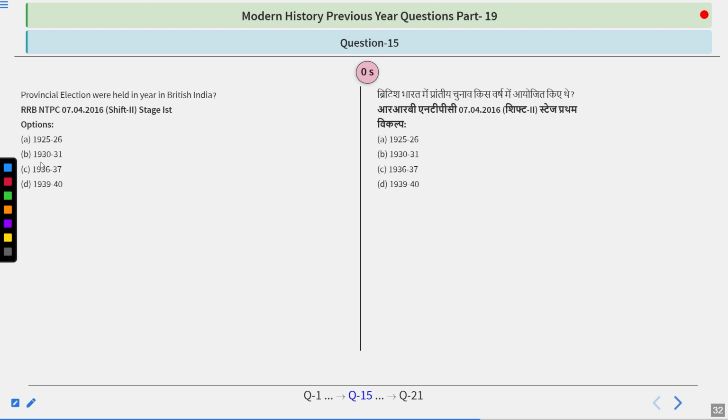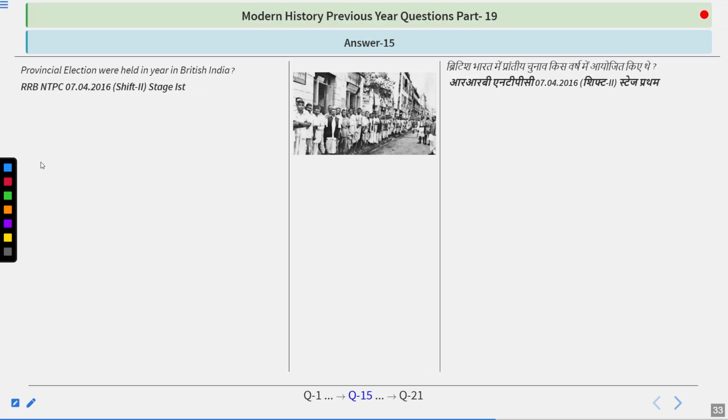So if you have deep knowledge about the Charter Acts and the Government of India Acts that came during British rule in India, then you must know in which particular year the provincial elections were held by the British in India. The answer is 1936 to 1937.